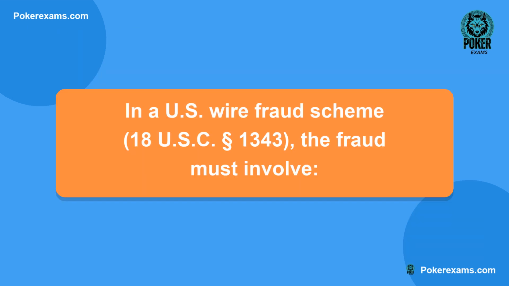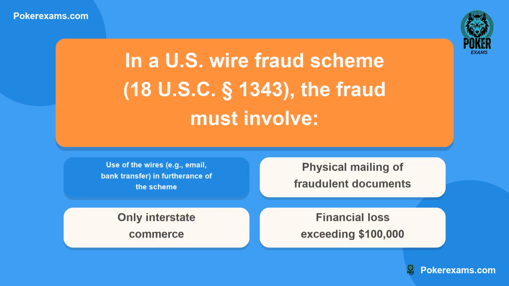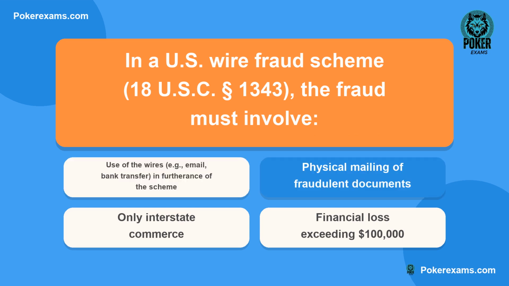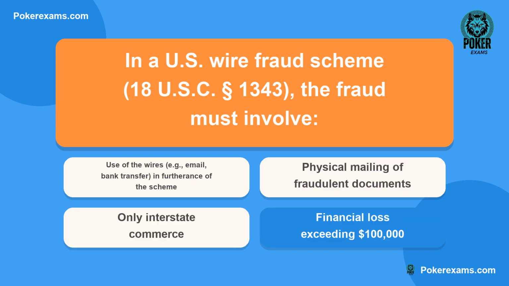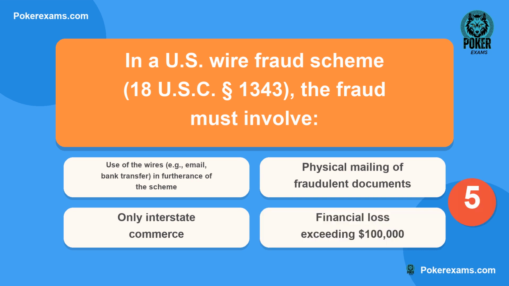Next question. In a U.S. wire fraud scheme, 18 U.S.C. Section 1343, the fraud must involve: is it A, use of the wires, e.g., email, bank transfer, in furtherance of the scheme? Or B, physical mailing of fraudulent documents? Could it be C, only interstate commerce? Or lastly D, financial loss exceeding $100,000?